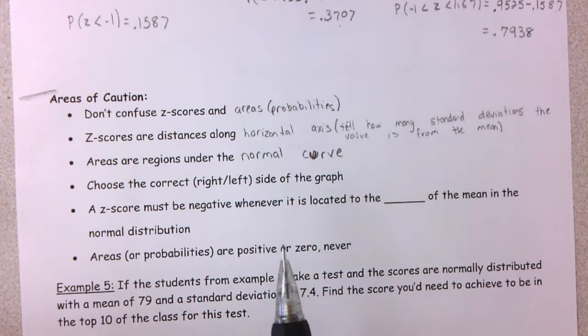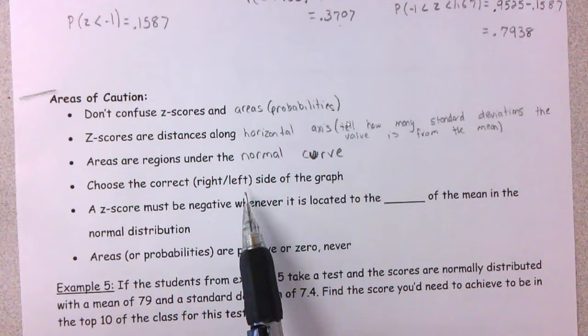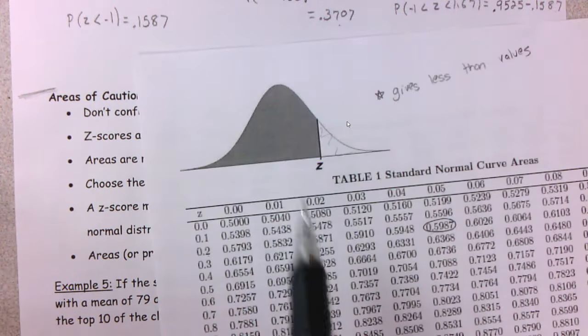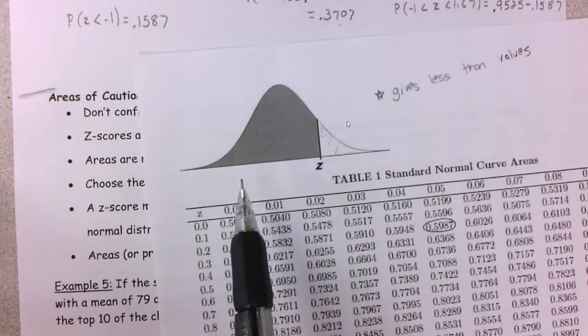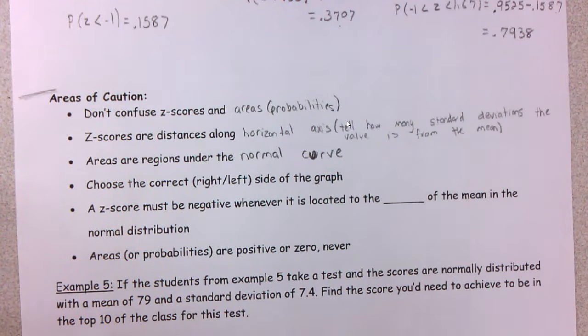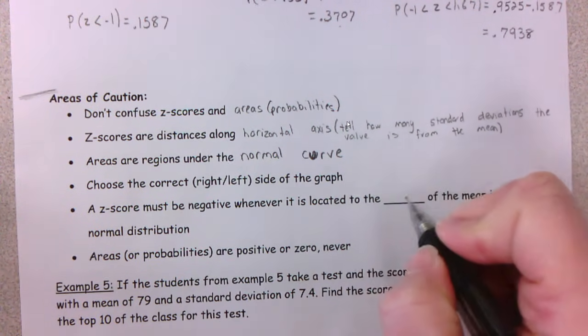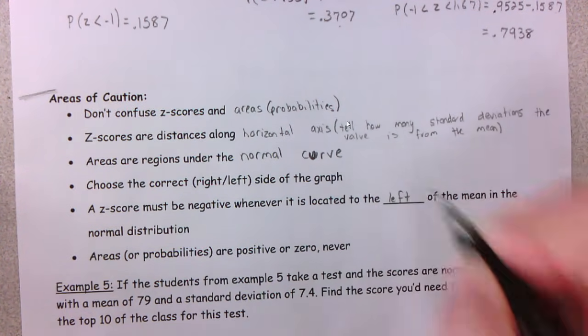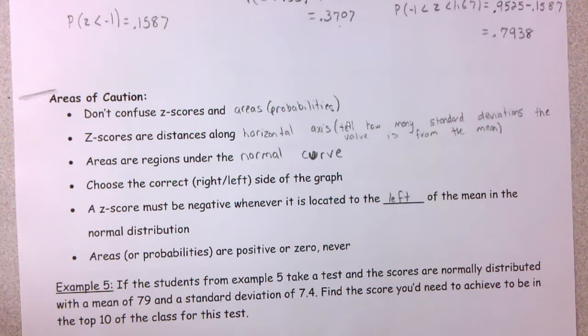And then we need to make sure you're choosing the correct left or right. So the table always gives us to the left. So if we need to the right, we need to make sure we're doing 1 minus. Z-scores are negative whenever they are located to the left of the mean. So if we are below the mean, I have a negative z-score. That's how we know it's below, it's negative.